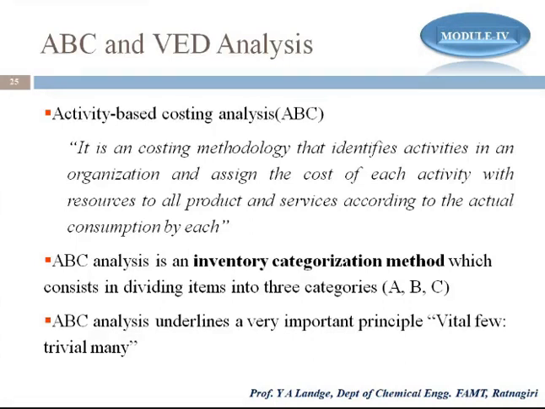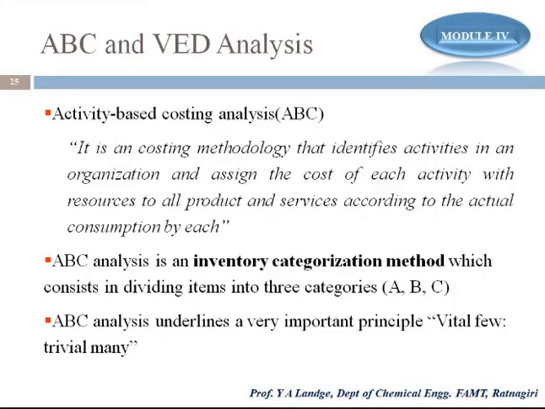Now, let's see first what is the definition of this ABC. It is a costing methodology that identifies activities in an organization and assigns the cost of each activity with the resources to all the products and the services according to the actual consumption by each. So it is a costing methodology. So this is based on costing. That's why the C is costing. It identifies the activities.